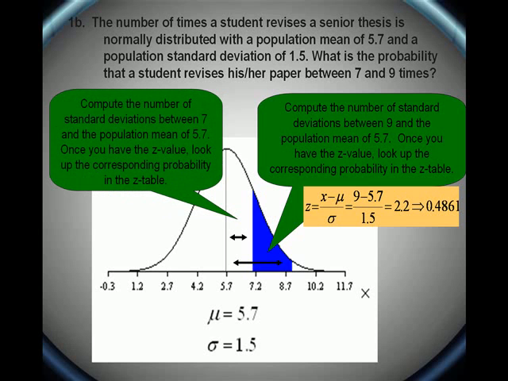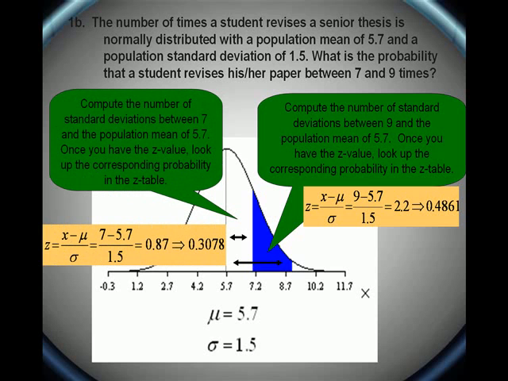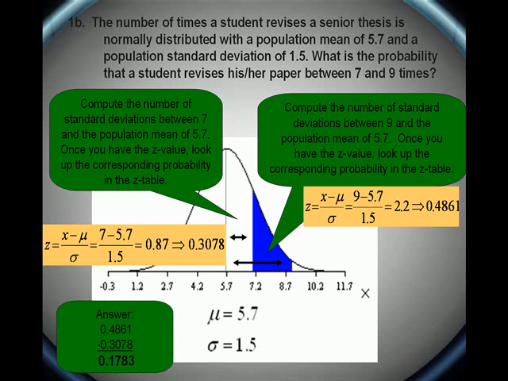And then we're going to get the area between 7 and 5.7 and find that area. So 7 minus 5.7 over 1.5 is 0.87. If you look that up in the table, you should get 0.3078. Then, just looking at the picture, you should be able to see that we're just going to get the difference between these two areas designated by the arrows, and that's going to give us the area that we have shaded in blue, which is the area we're after. And that's 0.1783.